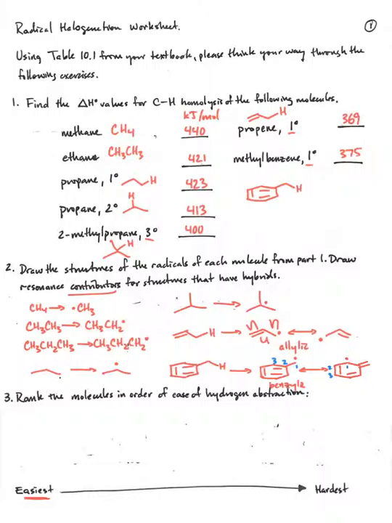So let's go ahead and draw these structures out in terms of an order. So again, we had this was plus 369 to cleave that bond homolytically. So this is the allylic hydrogen. For the methylbenzene, this was the benzylic hydrogen. This was plus 375.